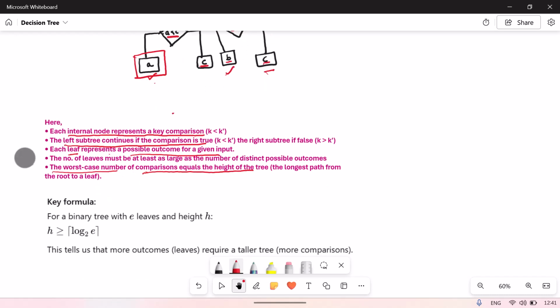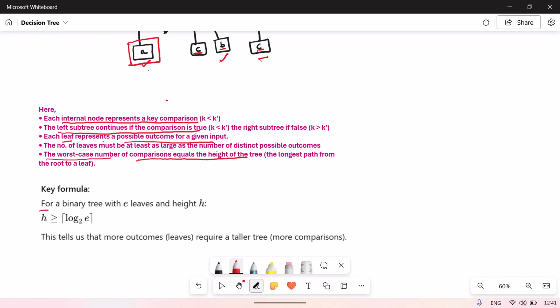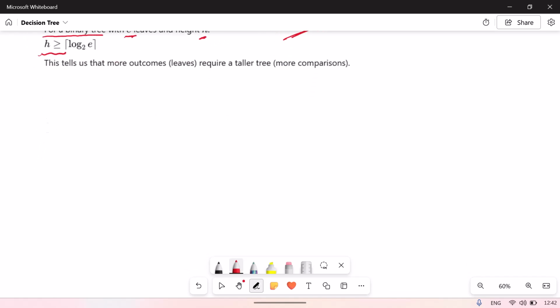And we also have this formula. For a binary tree with e leaves and height h, we have h is greater than or equal to the ceiling of log e to the base 2. Okay, this you have to remember. For a binary tree with e leaves and height h, the height will be greater than or equal to log e to the base 2.